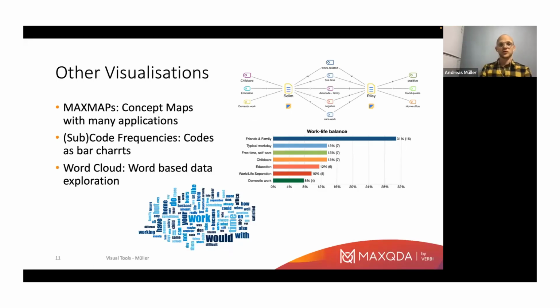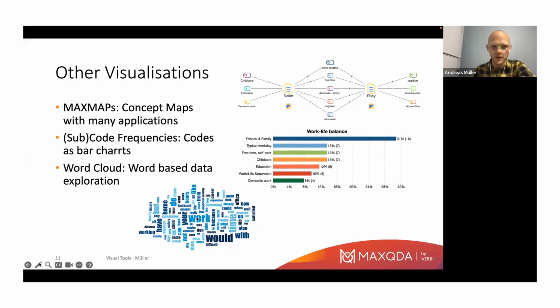Other visualization tools. We have now seen quite a lot of them. I already mentioned the word cloud in the beginning. The word cloud is based on a word frequency. The word cloud allows you to just see basically a frequency table, and the words that are highlighted, the words that are big, are the words that are common.